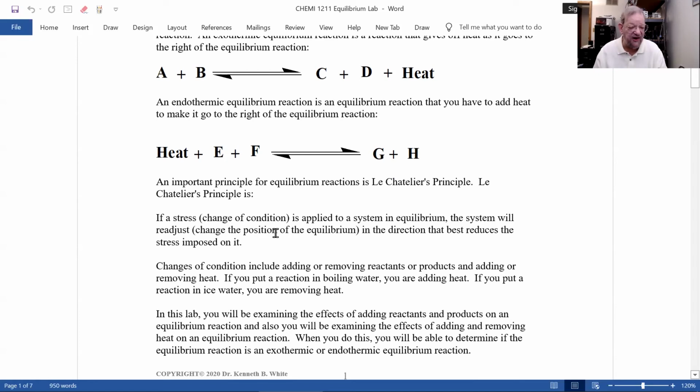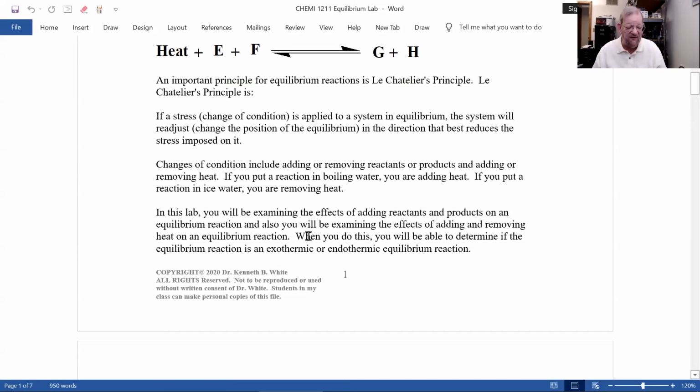If a stress, a change in condition, is applied to a system in equilibrium, the system will adjust, changing the position of equilibrium in a direction that best reduces the stress imposed on it. And these changes in condition can include adding or removing reactants or products, or adding or removing heat. As I mentioned earlier today, if you put a reaction in boiling water, you are adding heat. If you put it in ice water, an ice bath, you remove heat.